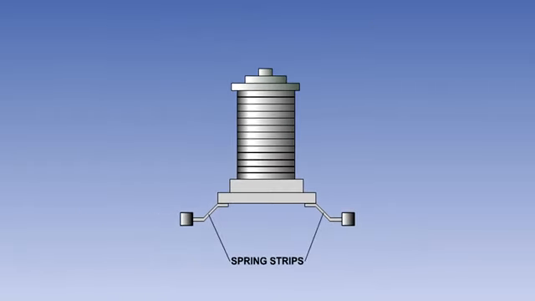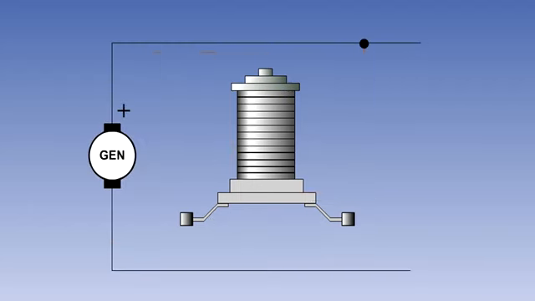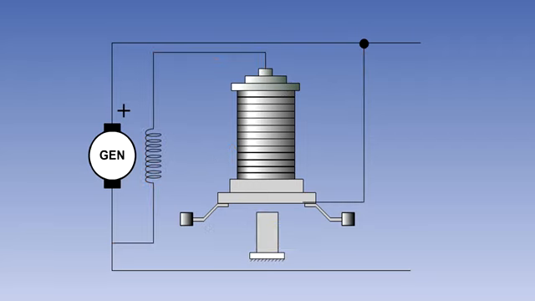The carbon pile is held in compression by spring strips, pushing on the soft iron base plate at the bottom of the pile. The carbon pile is connected in series with the generator shunt field coil. Mounted below the carbon pile, there is an electromagnet, the coil of which is known as the control coil. The control coil is connected in parallel with the generator armature and the field coil, so it is monitoring the generator output.